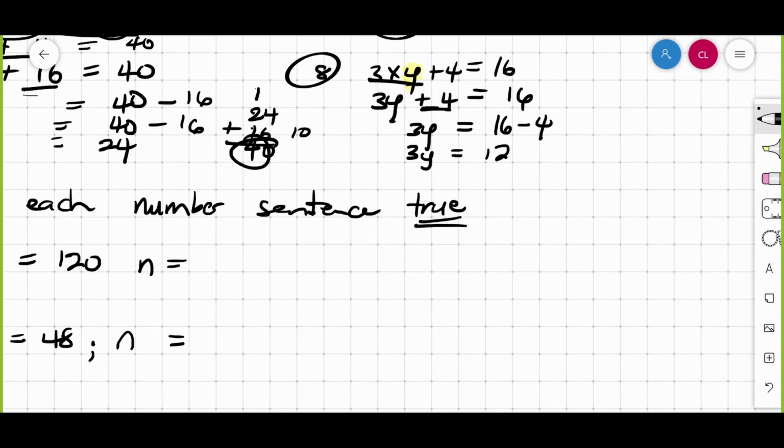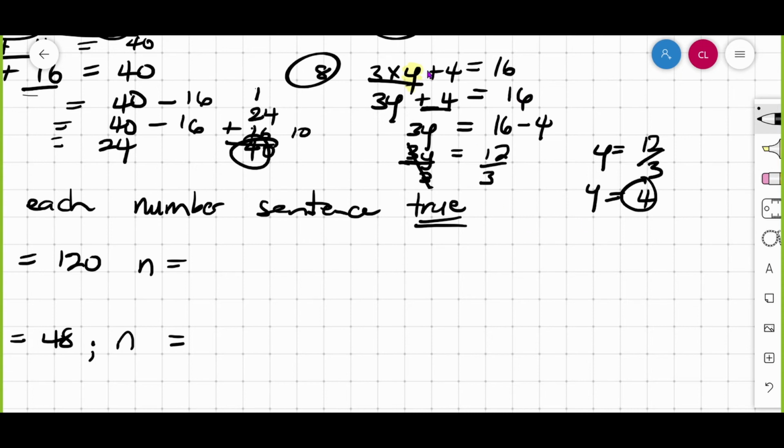Get this? Now I need to find y. Now I need to divide this side by 3 and divide this side by 3. So this will cancel this. So now y will be equal to what? 12 divided by 3. Y is equal to 4. Got it? Okay. Yes, sir.